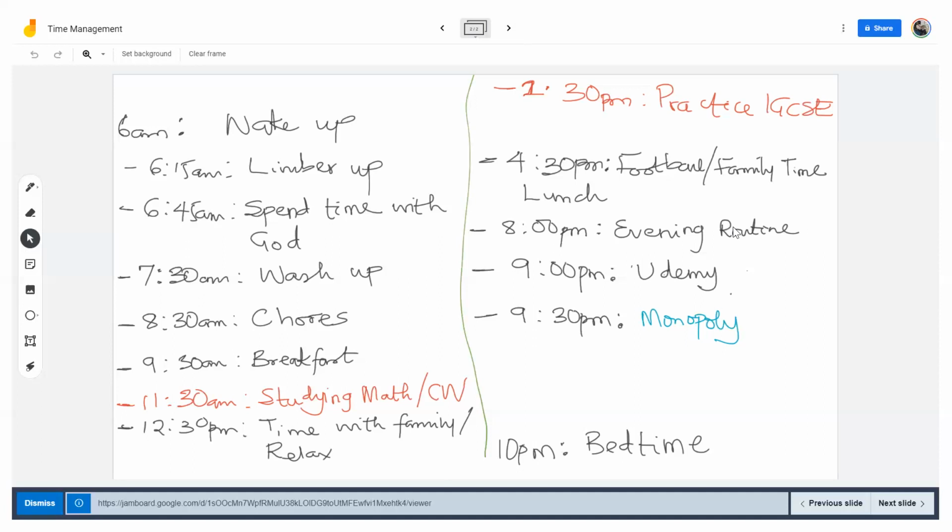Okay, I wake up at 6 a.m. I have 15 minutes to make sure that I'm fully alert. I spend time with God for another 30 minutes. 30 minutes after, or 45 minutes after that, I should be done washing up, do my chores for an hour, have breakfast, or assist in the house. Then it's time for me to study math for 2 hours. It's time for me to spend time with my family, or relax, unwind, watch a movie. Just do something, ensure that I'm disciplining myself.